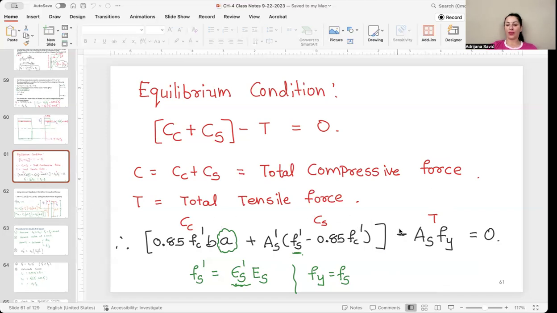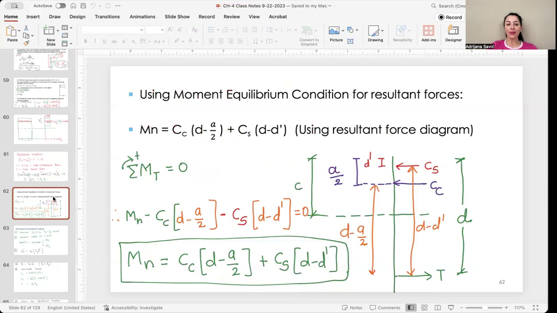So the equilibrium needs to be satisfied, and using the moment equilibrium condition, we obtain the moment strength capacity as the compressive force C, which is here, times (d minus half of a, the Whitney block depth), plus the force in compression from steel times (d minus the concrete cover in the compression zone). So only in this way can we determine the moment strength of the section.